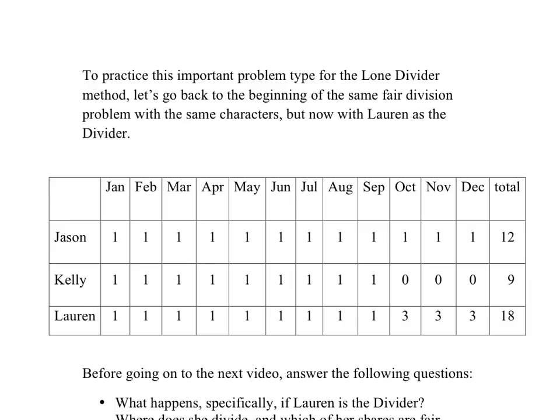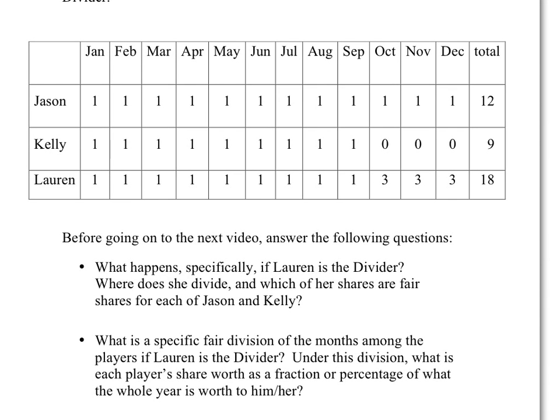So before going on to the next video, answer the following questions. What happens specifically if Lauren is the divider? That means, where does she divide the year, and which of her shares, as she divides them, are fair shares for Jason, which are fair shares for Kelly? What is a specific fair division of the months? What is a specific way of now giving out shares to players based on Lauren's division?